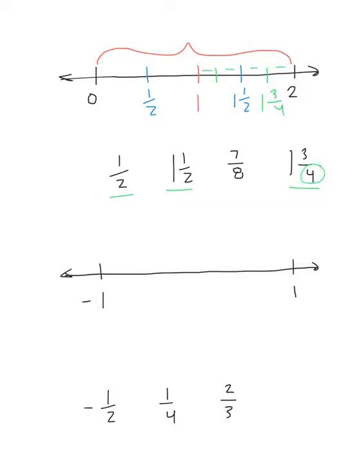My 7/8, well, wait, that falls between my 4ths. So here we would have, let's first break it up into 4ths. Now let's break that up into 8ths. So we have 1, 2, 3, 4, 5, 6, 7. So then we know there's my 7/8.